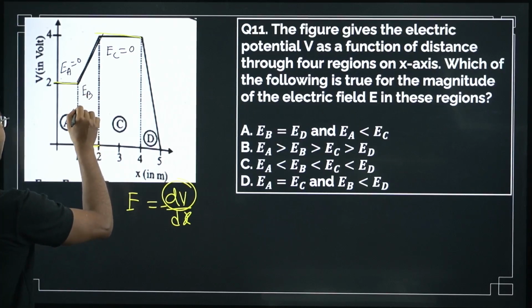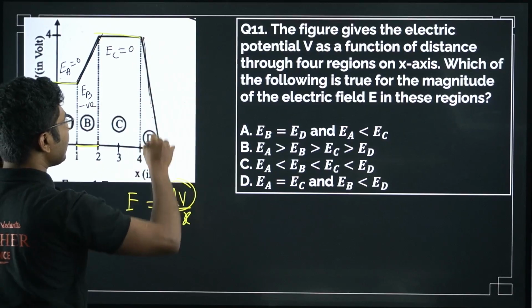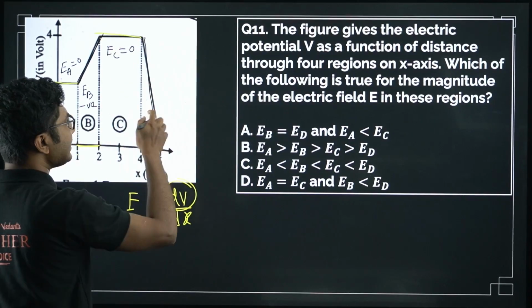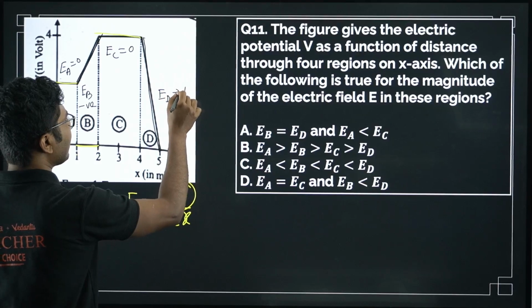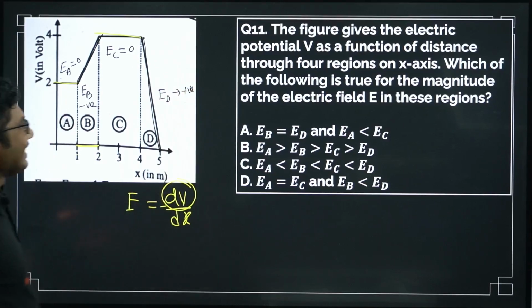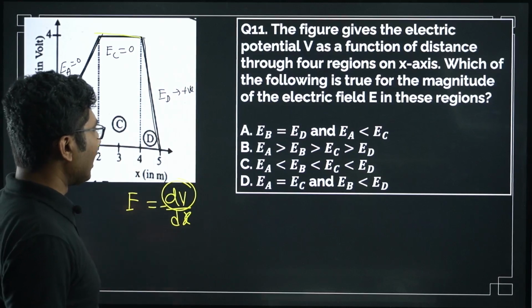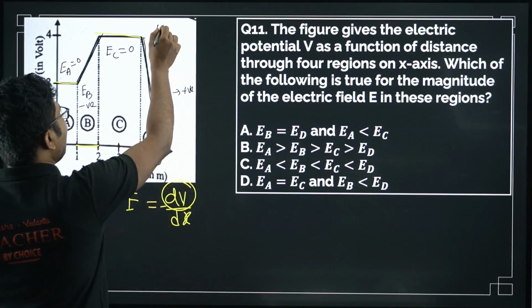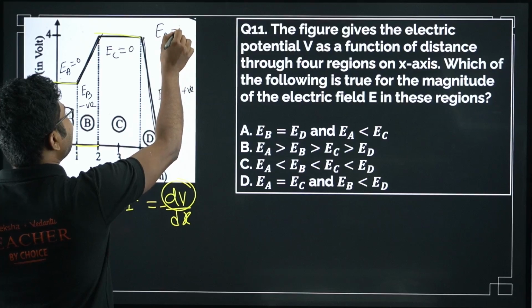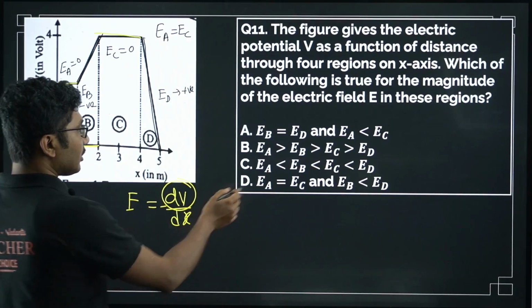EB is negative. And here the electric potential is decreasing, and electric potential decreasing means the electric field is increasing. So ED is positive. Okay, so let's see what combinations are given. Now, EA and EC both are 0, so EA will be equal to EC. No doubt about that, right? So only one option.